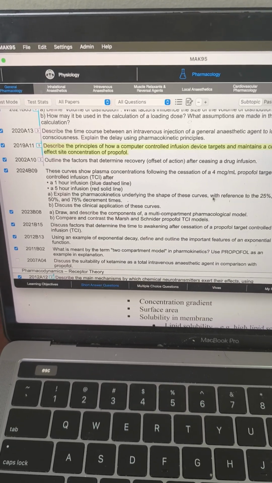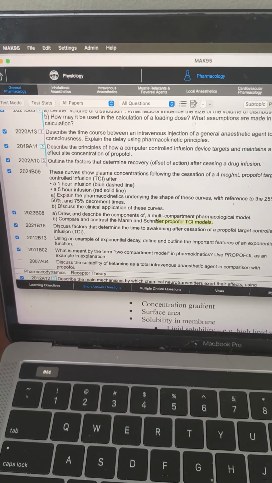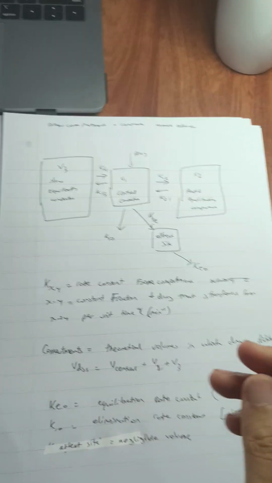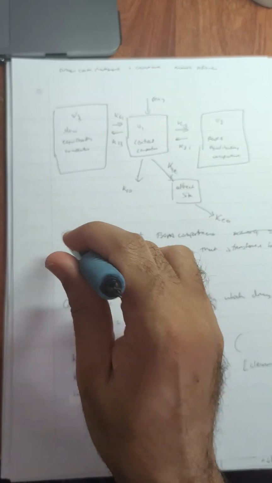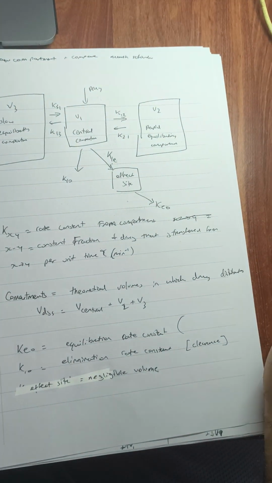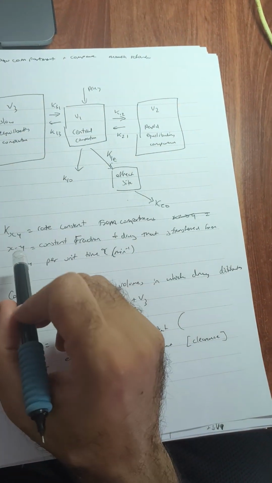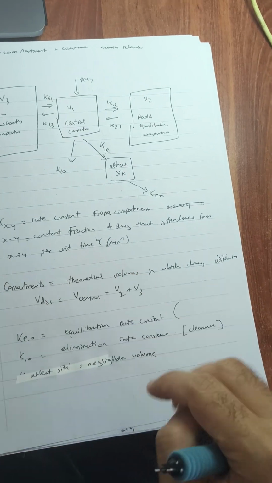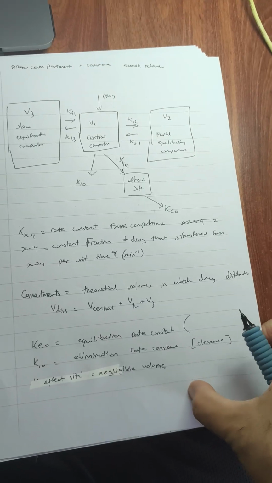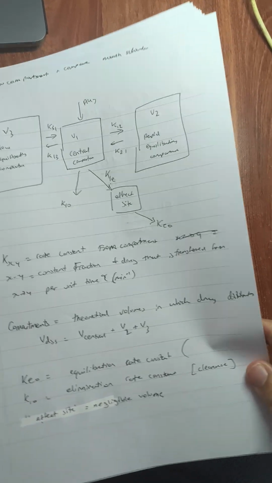The question is: draw the TCI compartment model, the multi-compartment model, and then compare and contrast Marsh and Schneider. So again, we drew it in the other video, so we know how to draw it. Then we talk about what Kxy is, which is a rate constant between the compartments: the constant fraction of the drug that is transferred from x to y per unit time.